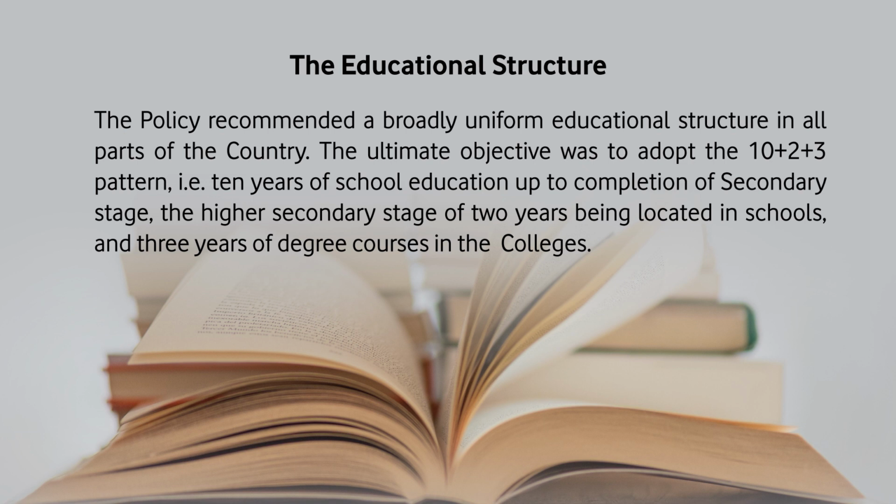About the education structure, the policy recommended a broadly uniform educational structure in all parts of the country. The ultimate objective was to adopt the 10+2+3 pattern, that is 10 years of school education up to completion of secondary stage, the higher secondary stage of 2 years being located in schools and 3 years of degree courses in the colleges. 10 years of school, secondary school, 2 years of higher secondary stage and 3 years of degree course in college, 10+2+3 pattern.